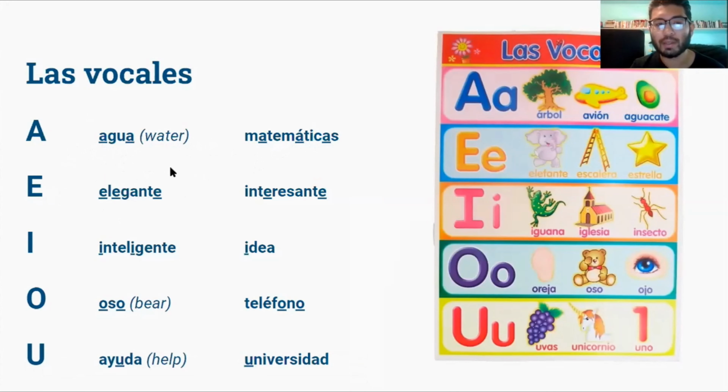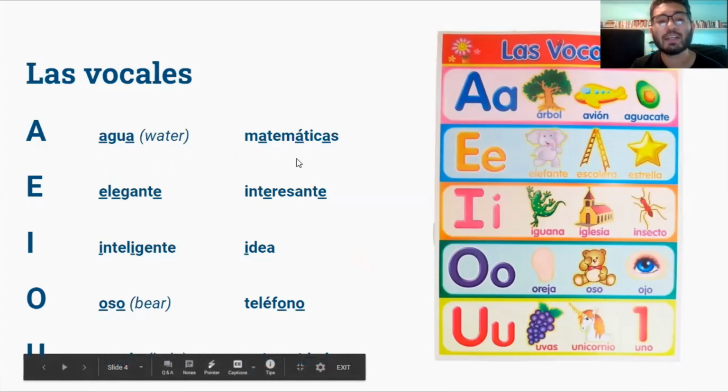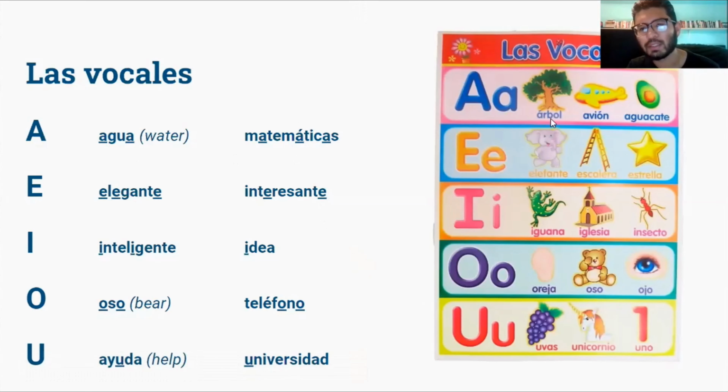Again, it's worth noting that the sound repeats itself, even if the word starts with that letter, if it ends with that letter, if it is in the middle of it, we still have that same pronunciation of A, no? And here in the image next to it, we have árbol, avión, aguacate. Again, same sound, and that's going to be the case for all of these vowels. Regardless of where they are located within the word, the sound is the same, no?